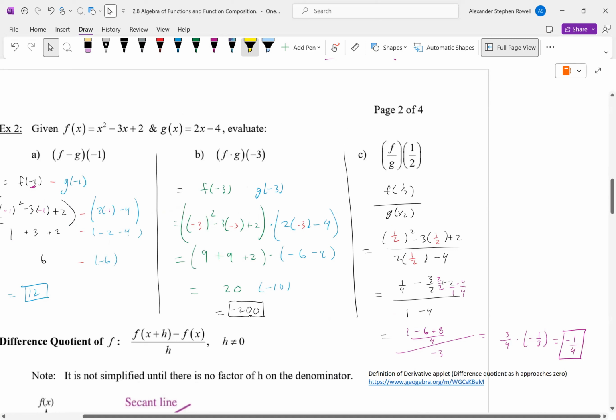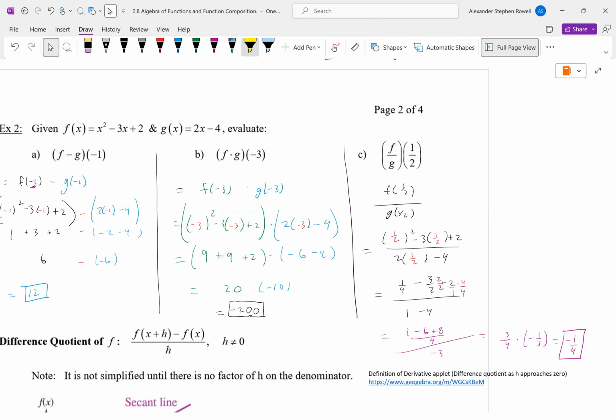All right, let's see who's been paying attention. What's the domain of function f? Yes, all real numbers, because it's a polynomial. You can square any real number, it's real. Multiply by 3, times a real number, it's real. Add 2, it's real. I don't have a square root, I don't have a fraction. All real numbers. Domain of g: all real numbers. What's the domain of f minus g? The intersection of both those, all real numbers.